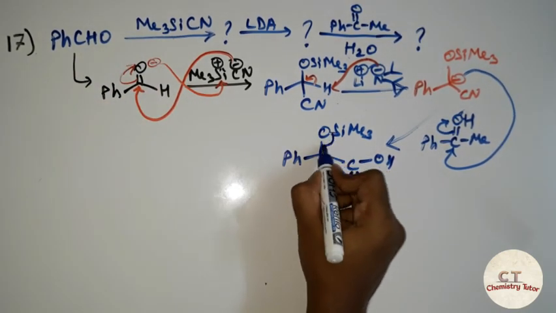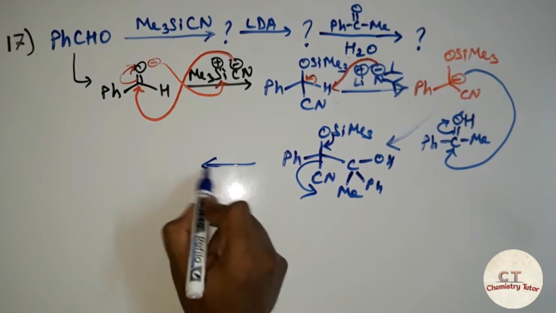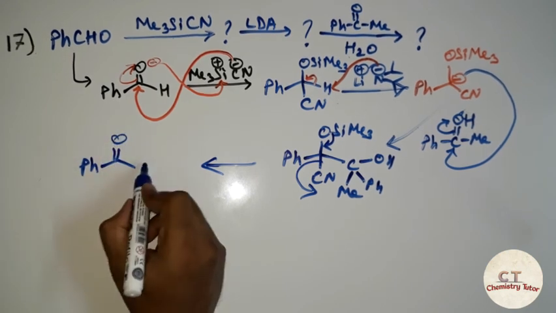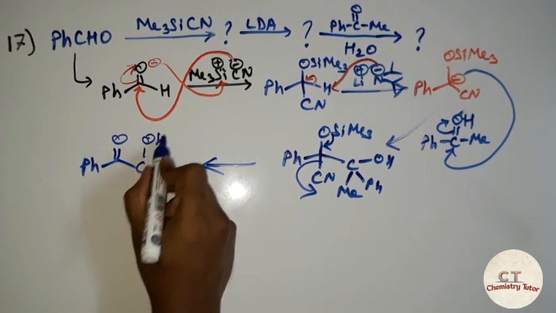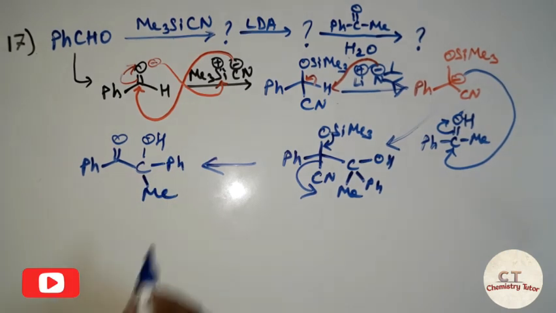Then this group is going to leave, since cyanide is a good leaving group, so it will leave, and hence the product will be pH double bond O, C, OH, pH and Me. So this will be the final product of this reaction.